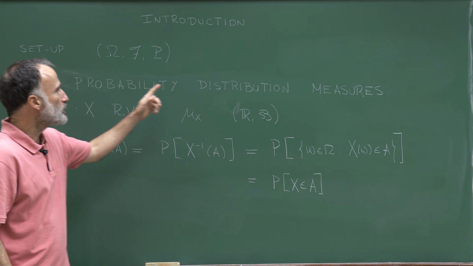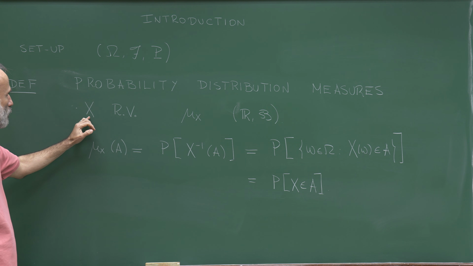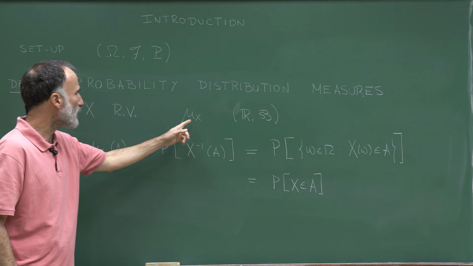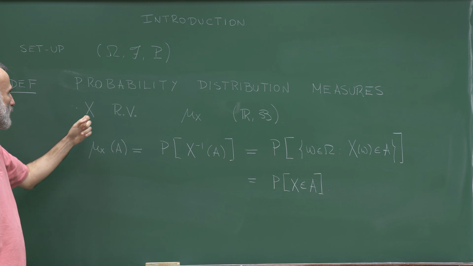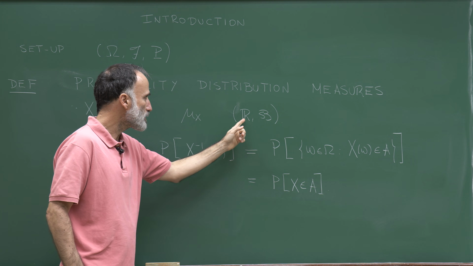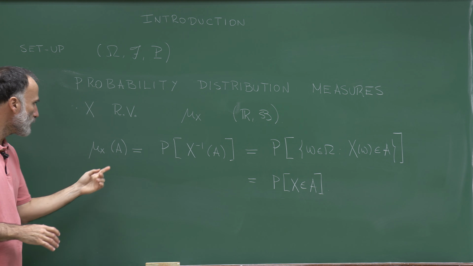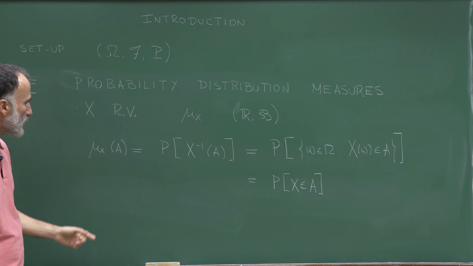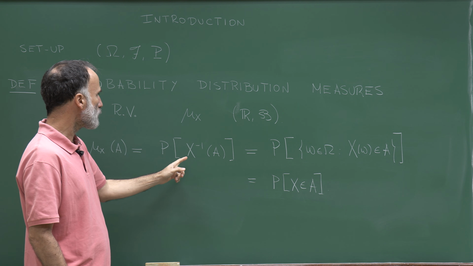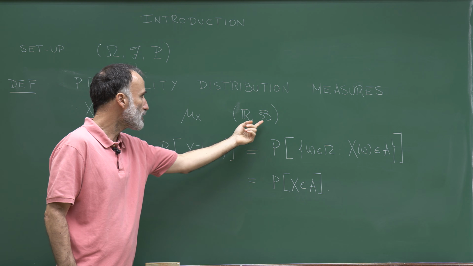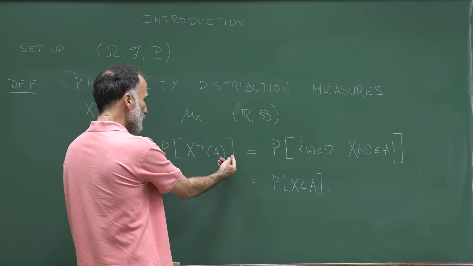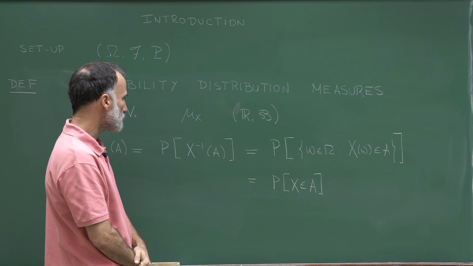So now let me introduce the probability distribution measures. We have a random variable X defined on a triple omega, F, P, and I will represent by mu X the probability distribution measure associated to the random variable X. So this is a probability measure defined on the Borel sets of R. And how is it defined? Fix a Borel set A, mu X of A is the probability of the inverse image by X of A. X is a random variable, so it's measurable from F to B, which means that the inverse image of a Borel set by X belongs to F. So this probability is well defined because this is an element of the sigma algebra F.